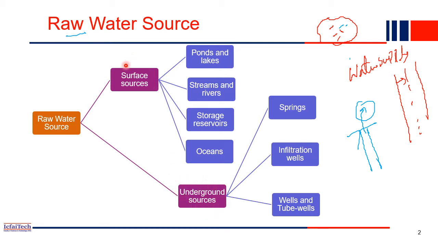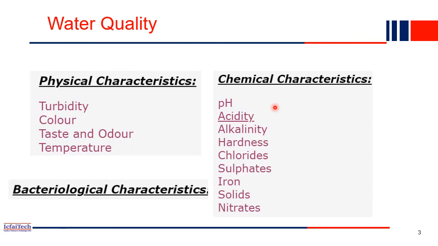So the treatment process for surface water will be of one type, and the treatment process for underground water will be different. That's why, depending on our locality and our requirements, we have to choose which one is our raw water source. As we discussed, there are different types. Underground water also has three types: one is spring, one is infiltration wells, and another is wells or tube wells, wherever we collect the water. So this is about raw water collection, the raw water source.